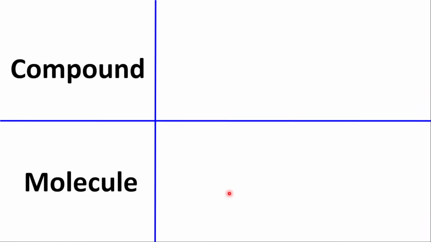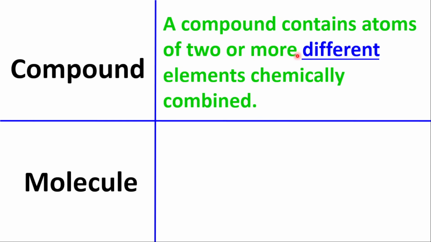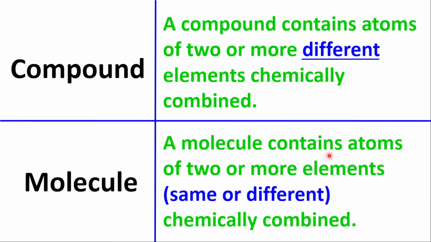All right, and so quickly, the difference between a compound and a molecule is that a compound contains atoms of two or more different elements chemically combined. However, a molecule contains atoms of two or more elements. They can be the same or different. All right, and they are chemically combined. So they are similar in the sense that they are chemically combined. The atoms or elements in molecules can be the same or different, but in a compound, the elements or atoms must be different. All right, and that's the difference between compound and molecule.